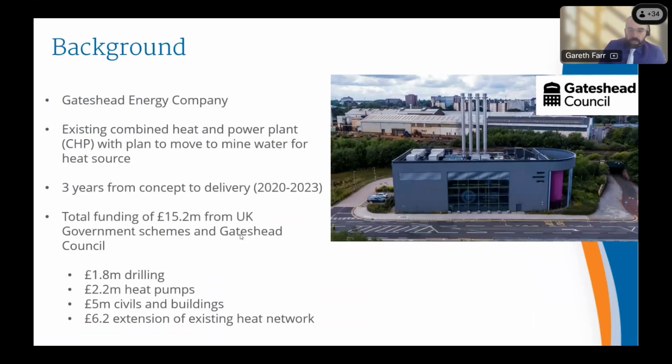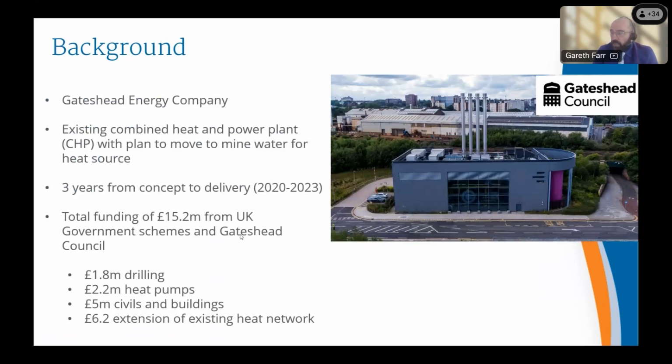So the project is run by Gateshead Energy Company. They're in effect, if you like, a spin out from the council. So they've been set up as a company to run this heat network. As I said, there's already a heat network there. So it is a combined heat and power heat network powered by gas.